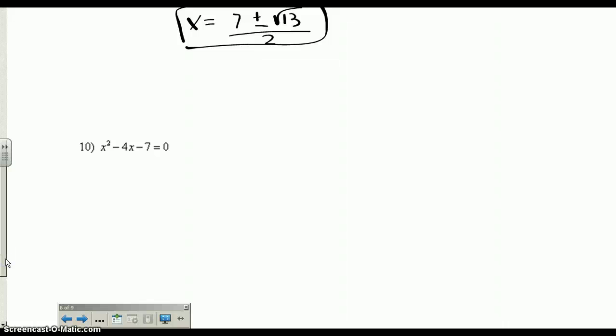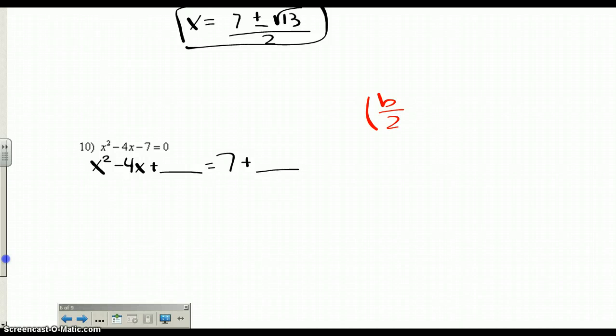Going down to number 10. Solve by completing the square. Okay, you guys got really good at this with circles and parabolas. Same idea. I want to isolate the 2 x's, so I'm going to bring the 7 to the other side, and I'm going to leave my blank there. So I added 7 to both sides, and now I put a blank in to complete the square. Remember that it's always going to be b over 2 squared to find that missing piece.